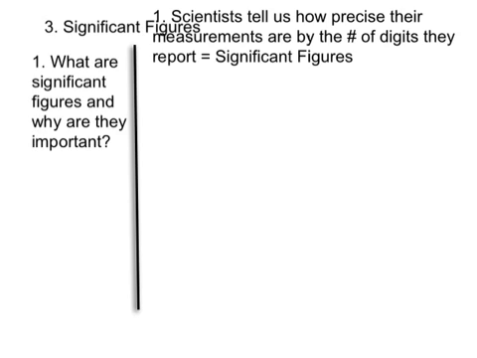Okay, so scientists tell us how precise their measurements are by the number of digits they report. The number of digits they report are what's called significant figures. We haven't talked about precision and accuracy yet in numbers, but it tells you how good or how detailed of a measurement you have. Okay, so here, let me give you an example. So in our example here, 3.54 grams is more precise than 3.5 grams.